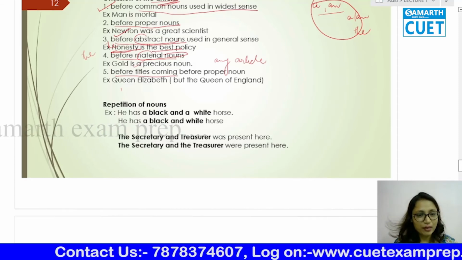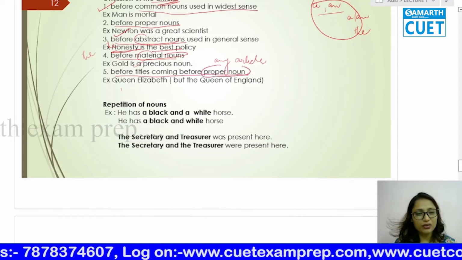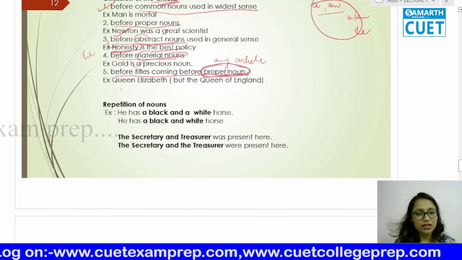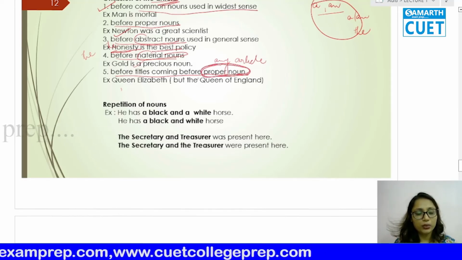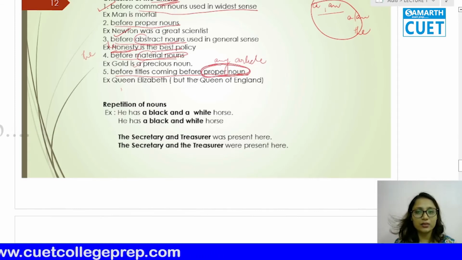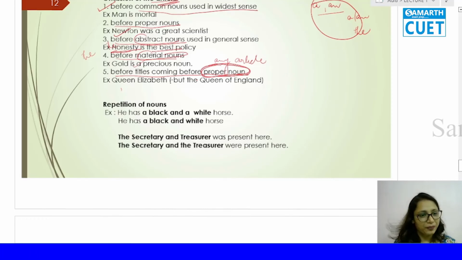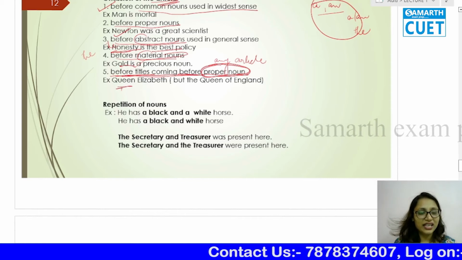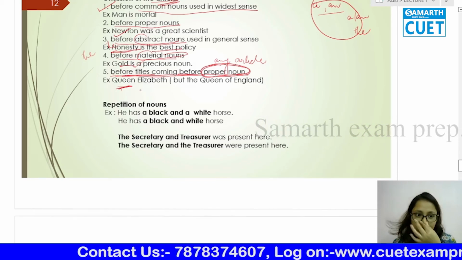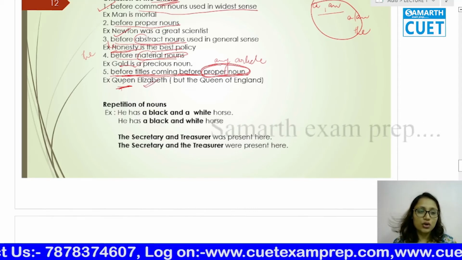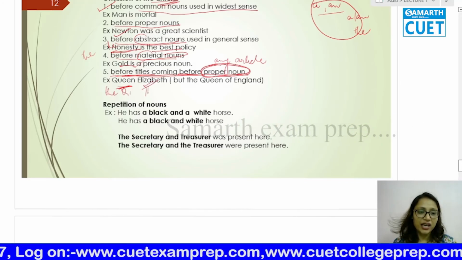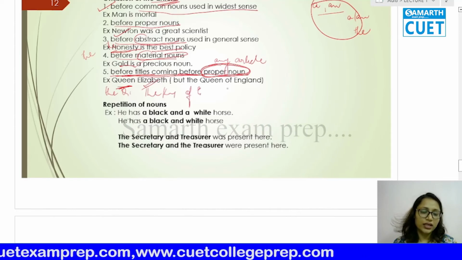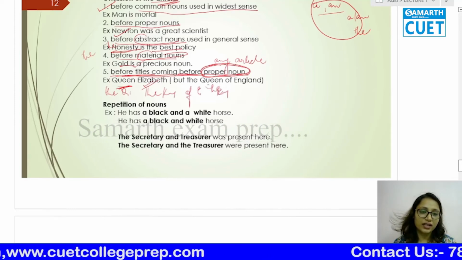So, before titles coming before a proper noun. Proper nouns, I told you, which are proper nouns? That means Elizabeth. If I'm talking about Queen Elizabeth, we are not going to use the, because she's a proper noun. I already told you, no the Shakespeare, no the Newton. Not before the, sorry, here we are talking about before titles coming before a proper noun. That means if we have given any title to any proper noun, any person, we are not going to use the.